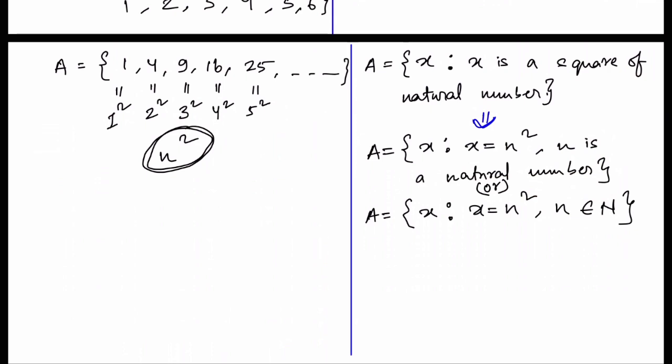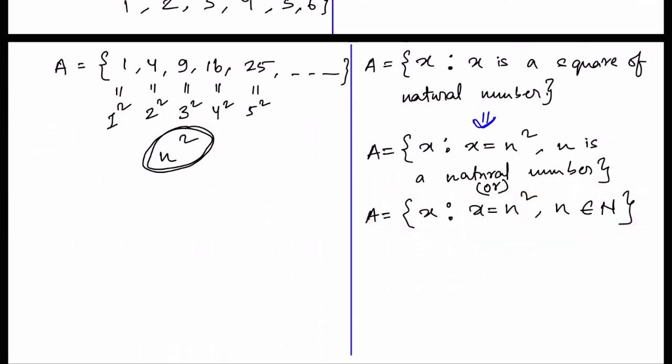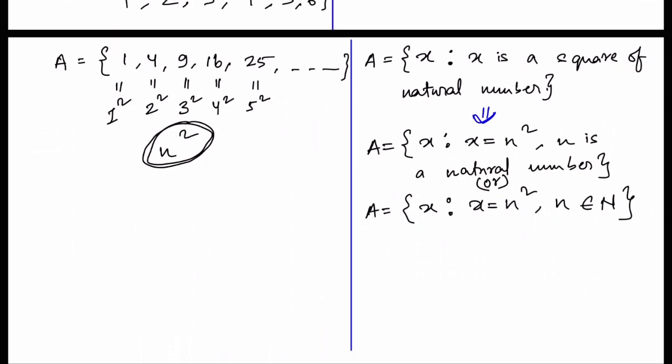So either you write the sentence or you can directly write this. I prefer this one, so I will use this only. Simply writing a sentence is a waste of time, so we can directly use the symbol here. This is the way to write it.